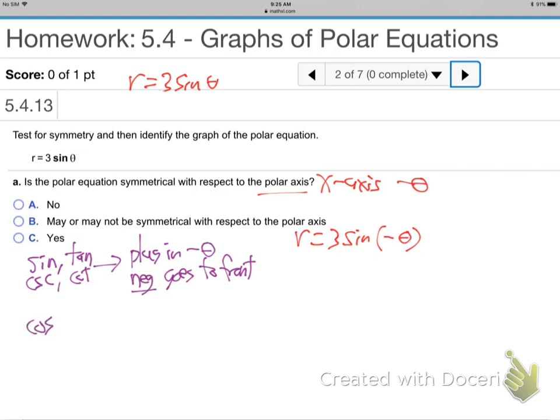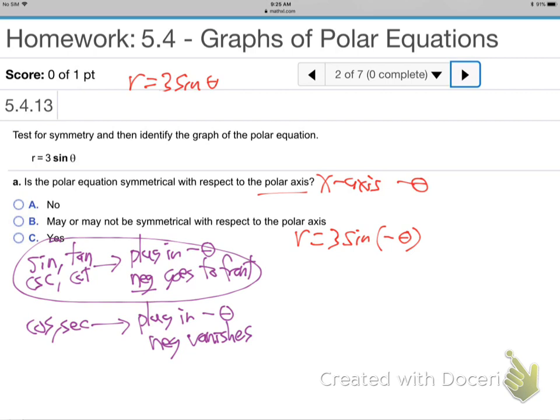Whereas for cosine, and of course its upside down, secant, if you plug in negative theta, the negative vanishes. You can just cancel out the negative completely. That's because it's an even function. Have we talked about even and odd functions? A little bit, yeah. Sine, so I'll just write that again if that helps you, is an odd function. Sine and tangent, and their reciprocals. Cosine is an even function. Even functions, the negatives plugged in vanish. Odd functions, they come to the front. You'll talk more about that in pre-calculus.